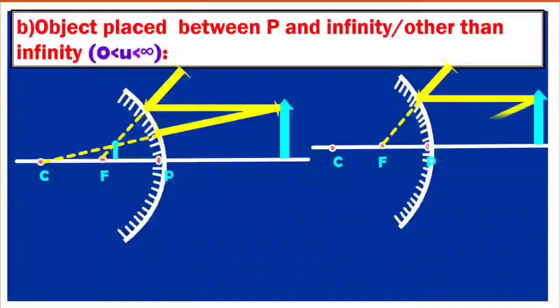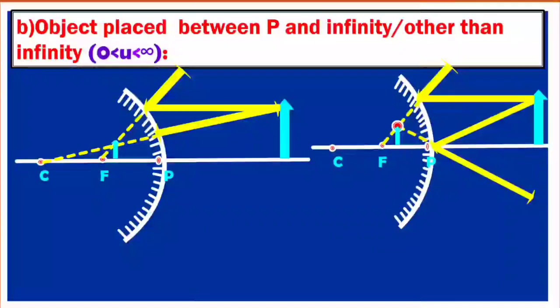According to the fourth rule, any ray which makes a certain angle with the principal axis will, after reflection, make the same angle. This reflected ray appears to generate from this point, so the image is formed at this point. The image is a virtual, erect, diminished image.